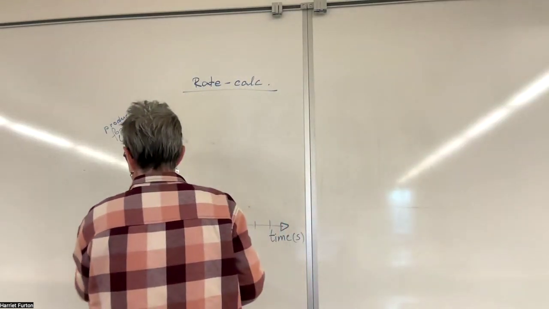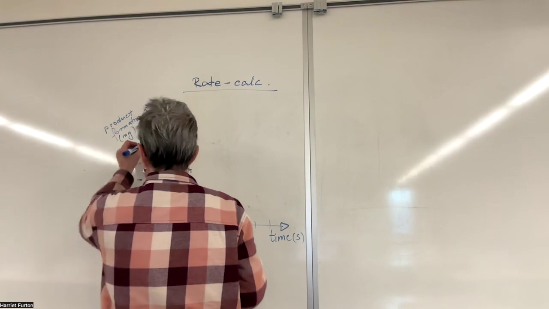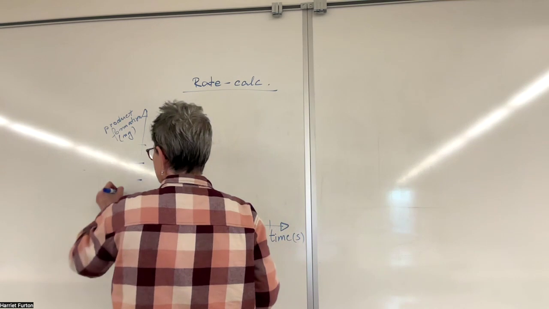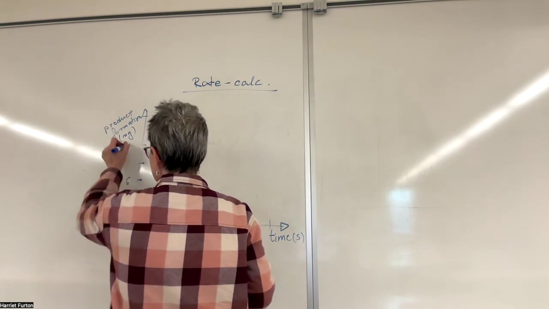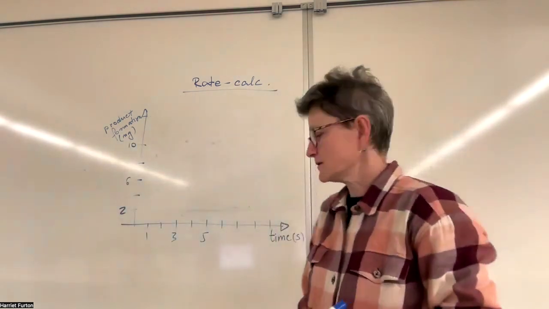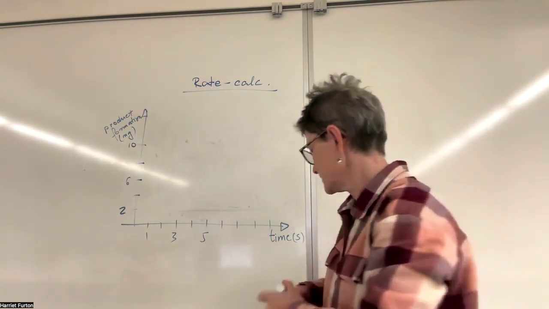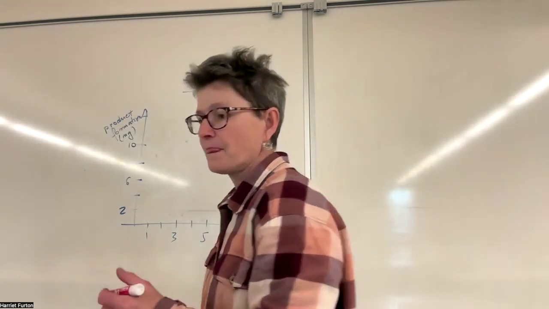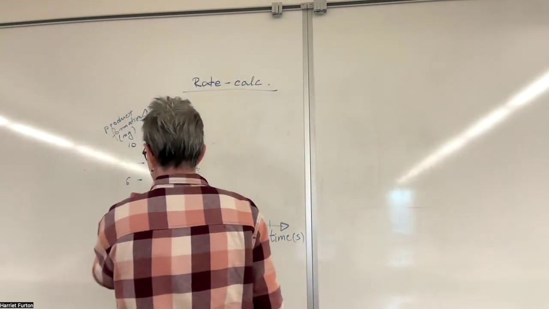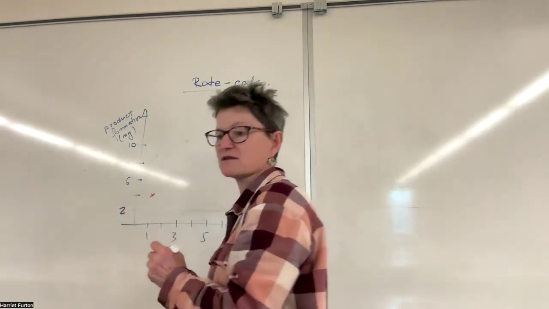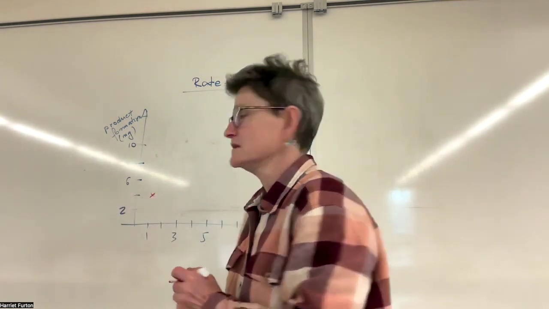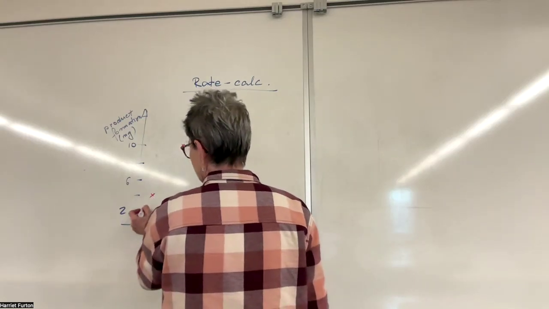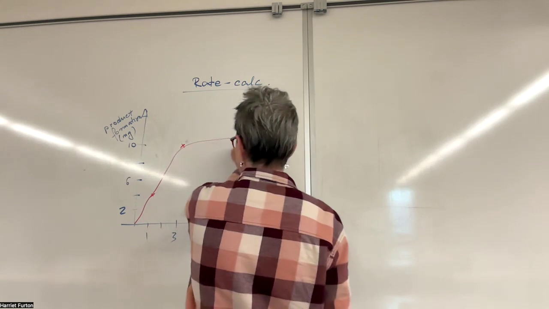Let's see, this is 2, 4, 6, 8, 10. So 1 square will be 2, 4, 6, 8, 10. That's good. So I tried to plot the graph for you guys in here. And at 1 it is 4, and at 3 it is going to be 10. Okay, so it will be something like this.